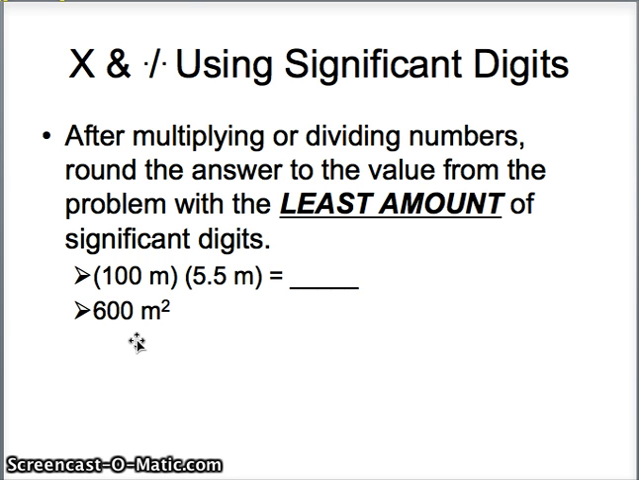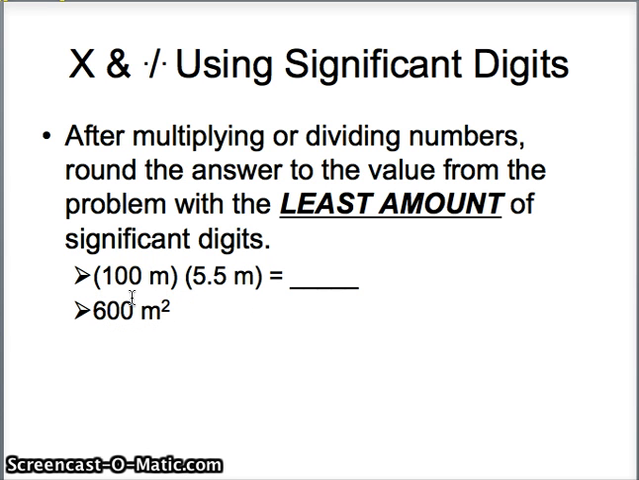When we're multiplying or dividing significant digits, yeah, this is my division sign. I couldn't find it on my computer, so I have dots and stuff. Anyways, when you're multiplying or dividing numbers, you round the answer to the value from the problem with the least amount of significant digits. This is where those 4 rules for significant digits come in handy. So if you're multiplying 100 meters times 5.5 meters, you'll really need to know how to determine the number of significant digits, because for multiplying and dividing, we're looking at the least amount.